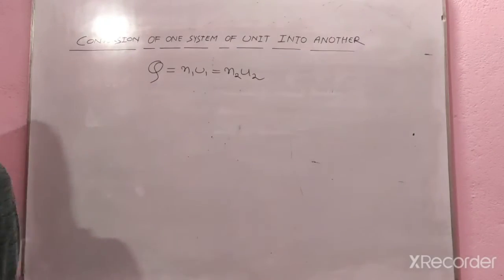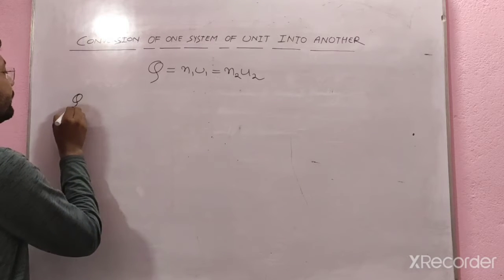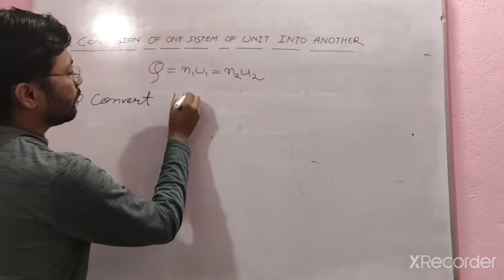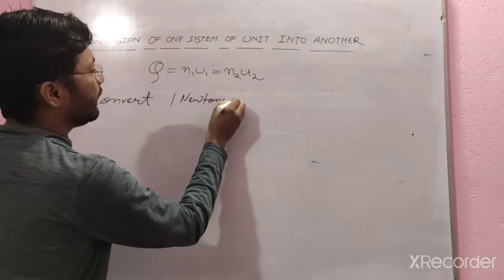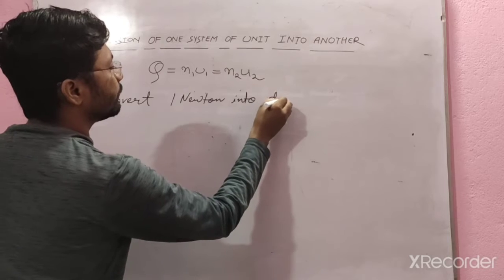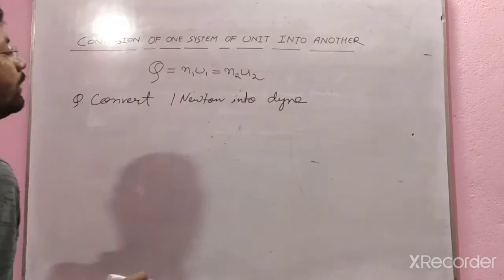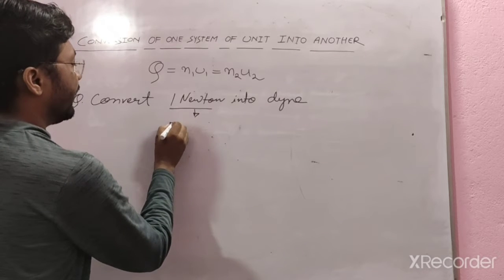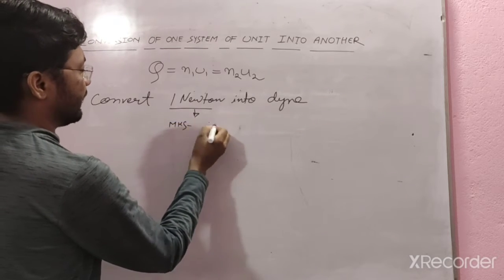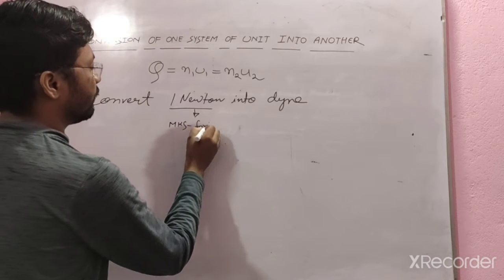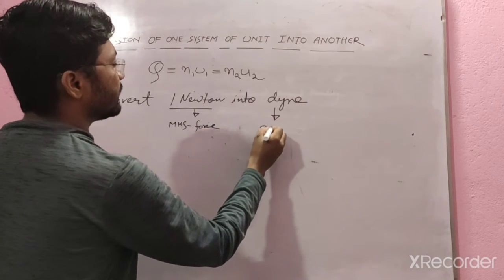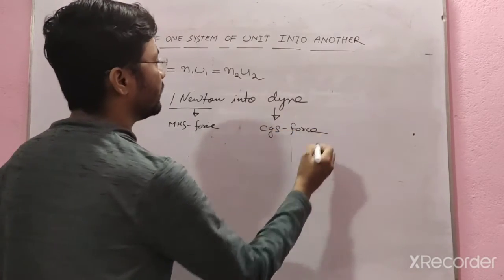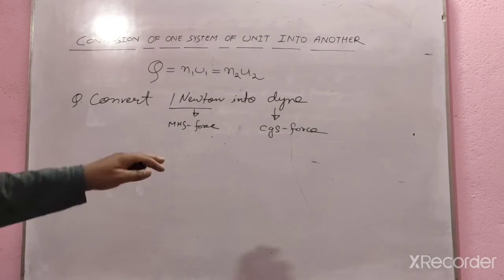For example, there is a question: convert 1 Newton into dyne. Newton is the unit of force in the MKS system of measurement. Then dyne is the unit in the centimeter-gram-second system, and this is also a unit of force. Now we have to calculate Newton into dyne.